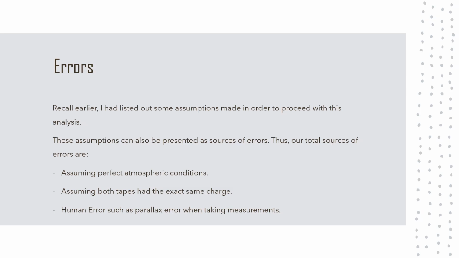Earlier, I had listed out some assumptions made in order to proceed with this analysis. These assumptions can also be presented as sources of errors. Thus, our total sources of errors are assuming perfect atmospheric conditions, assuming both tapes had the exact same charge, and human error, such as parallax error when taking measurements.